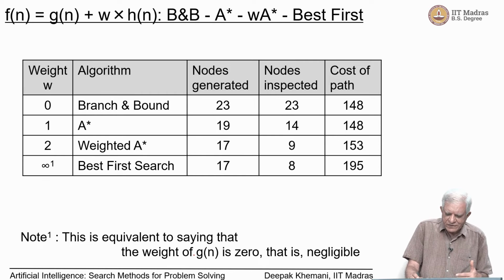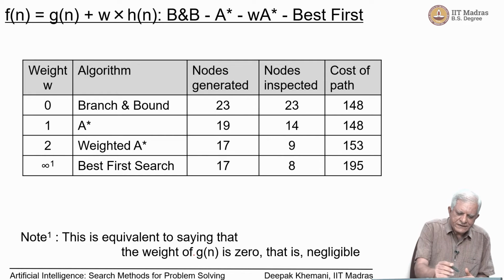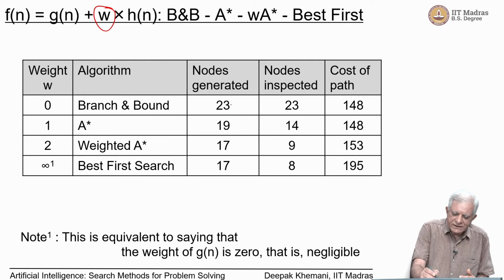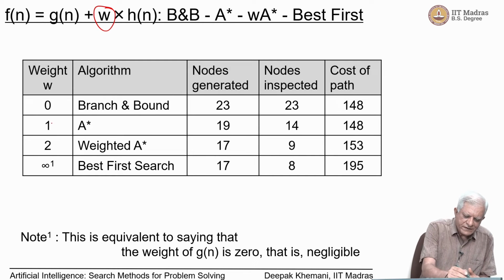Then these are the 4 variations that we have studied. So, let us just compare them here. We have this weighted A star where W is a weight. If W is equal to 0, that means we are only looking at G of n, then it becomes like branch and bound, and it has generated 23 nodes, inspected all 23 nodes, found a solution with a cost of 148, which is the optimal cost. The same was found by A star also, where for A star the weight is 1.